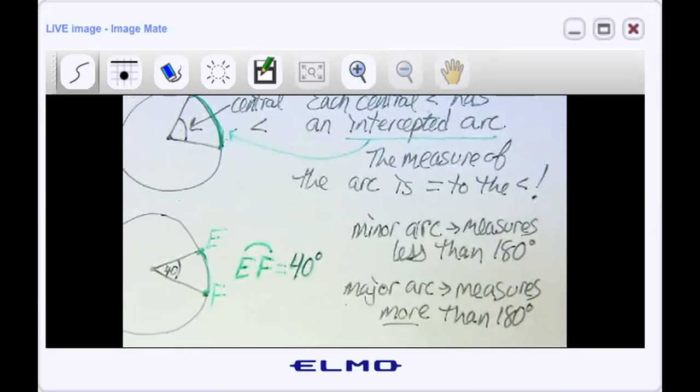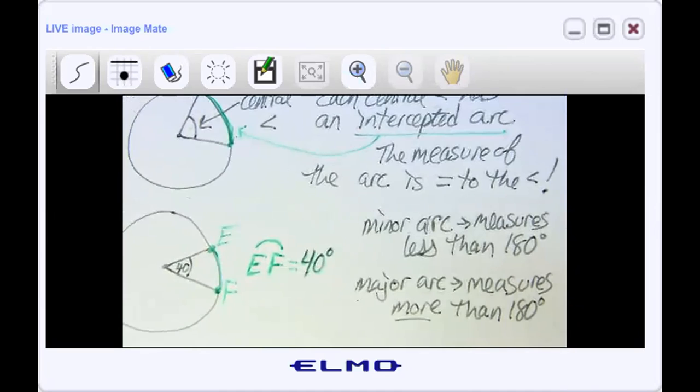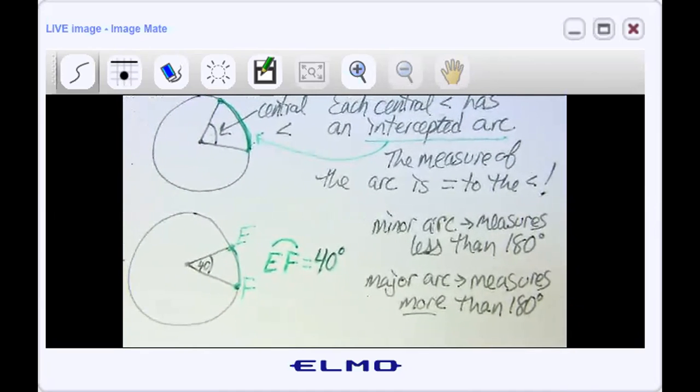I know what you're thinking, or maybe I'm just hoping that you are thinking this. If you're looking at this diagram right here and you're talking about minor arc EF, what if you wanted to talk about this major arc that went all this way? You couldn't call it arc EF because arc EF is this little one. So how in the world are you supposed to tell people, hey, I want to talk about this arc?